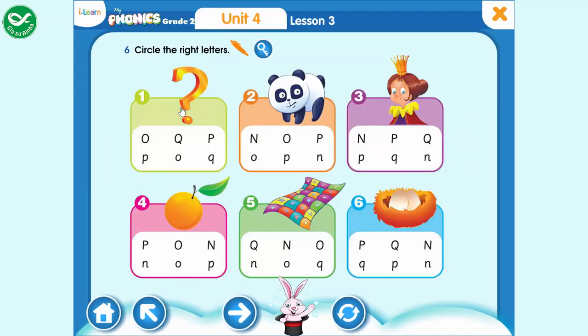Question. P, panda. Queen. Orange. Quilt. Nest. Question. Qu, question. Panda. P, panda. Queen. Qu, queen. Orange. O, orange. Quilt. Qu, quilt. Nest. N, nest.